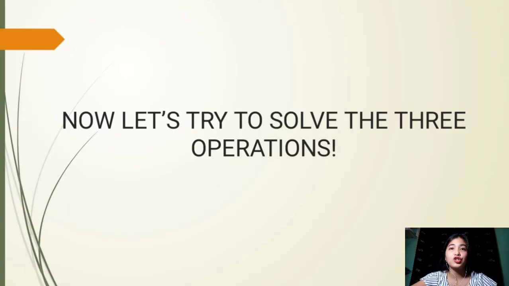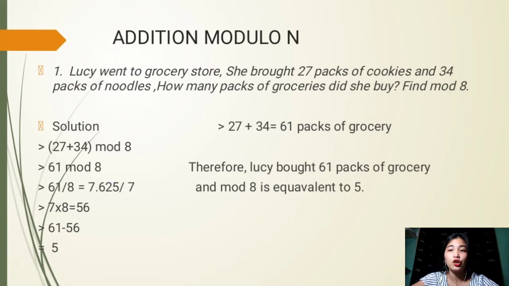Now, let's try to solve the three operations. Start off with addition modulo n. I have some examples of addition modulo n. Number 1. Lucy went to the grocery store. She bought 27 packs of cookies and 34 packs of noodles. How many packs of groceries did she buy? Find mod 8. So the given numbers were 27 and 34, and we will find the mod 8.